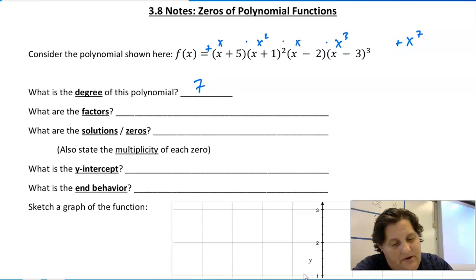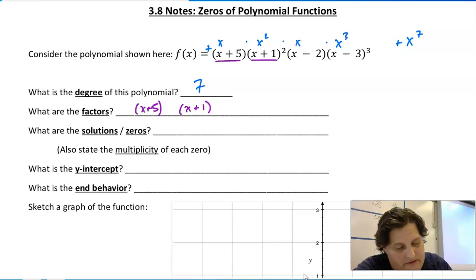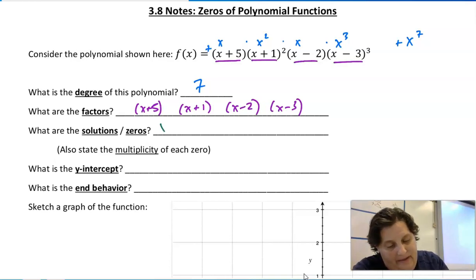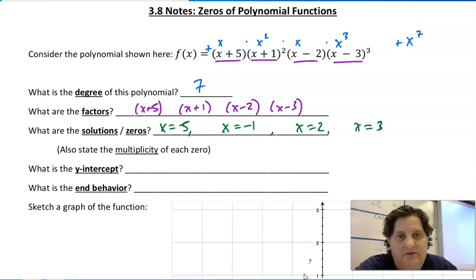These are the things that are known as factors. X plus 5 is a factor. X plus 1 is a factor. It's okay if you put the squared on there, but you don't have to. It just means it has two of those factors. X minus 2 is a factor, and x minus 3 is a factor. That means the solutions are x equals negative 5, x equals negative 1, x equals 2, and x equals 3, because we're setting each of those equal to 0 and solving.